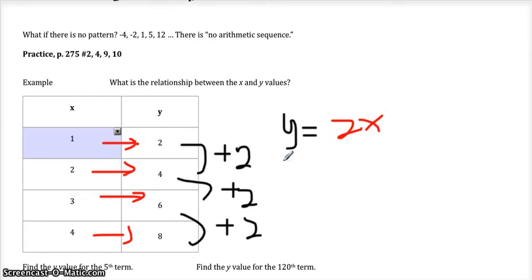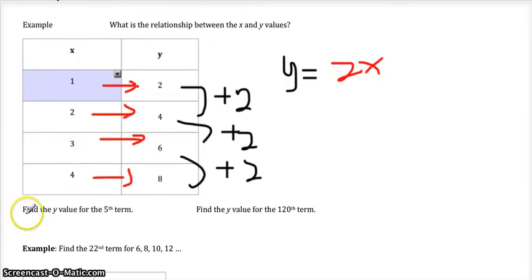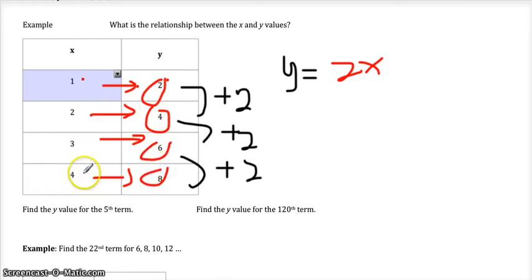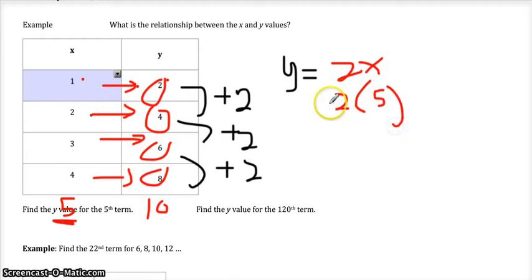All right, let's take a look at the questions that we're going to go along with. Find the y value for the fifth term. Well, this here is the first term, hence the 1. This is the second term. This is the third term. And this is the fourth term. Now you could easily just extend this down and say, well, then the fifth term must be 10. Or you could take that 5 for the x value and put it in right here and say 2 times 5, and that's going to give you that y value of 10.